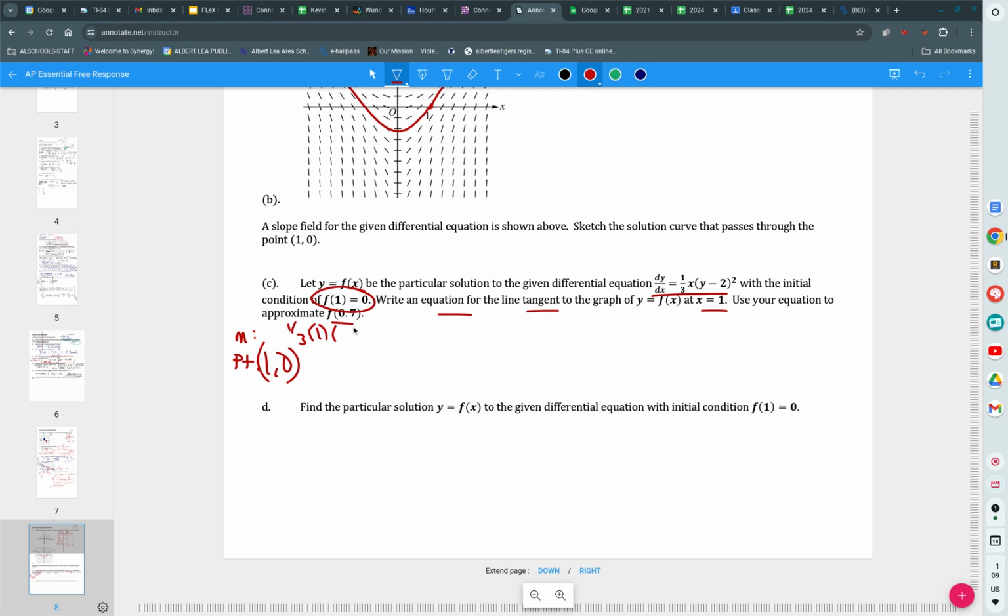Wait, what are you doing? I'm taking 1 and 0 and plugging it in right here. Oh, okay. And so if I square that, I do get 4. So I have 4/3. Is that enough information to write my equation? Yeah. I have y is equal to 4 over 3 times x minus 1.